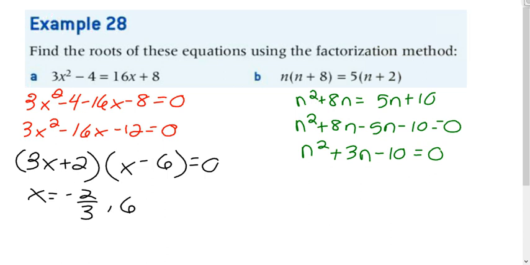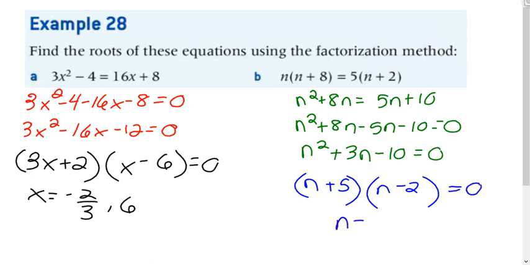In the last one, leading coefficient's 1. That one makes factoring so much easier. Make sure you use n's since n's are in the problem. You have to use n's in your answer. Product is negative 10, sum is 3, two numbers that work are a positive 5 and a negative 2. Since my sum is positive, my bigger number has to be positive. And again, all we did was rewrite. Now we can solve. n is negative 5 and positive 2.